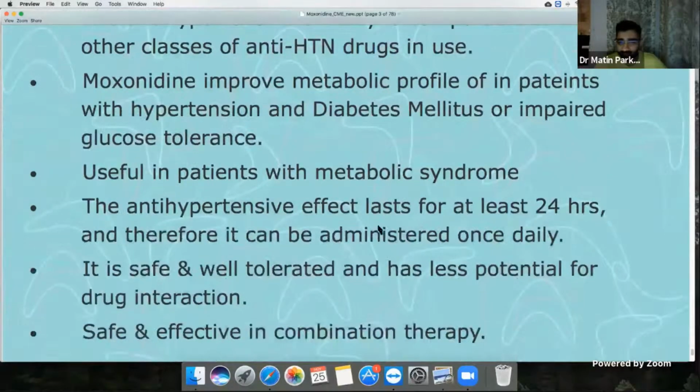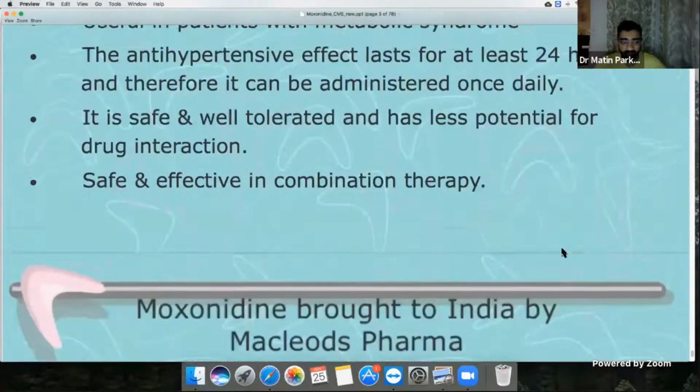The antihypertensive effect lasts for at least 24 hours, and therefore it can be administered once daily. That is the main crux. It is a longer-acting antihypertensive. It is safe and well tolerated and has less potential for drug interaction. The only thing is it should be avoided with beta blockers. Safe and effective in combination therapy as well.